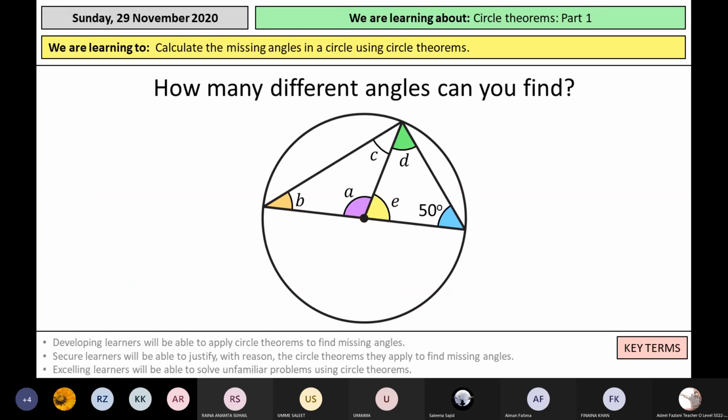Okay, now, how many different angles can you find? What I'm asking from you, please do not leave your mic unmuted. Do not leave your mic unmuted unnecessarily, please. And what I'm asking from you guys is how many different angles can you find?